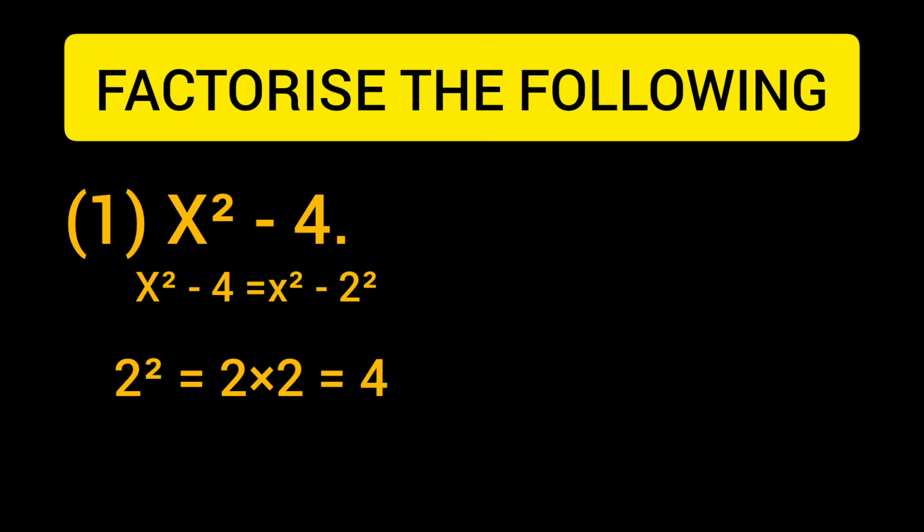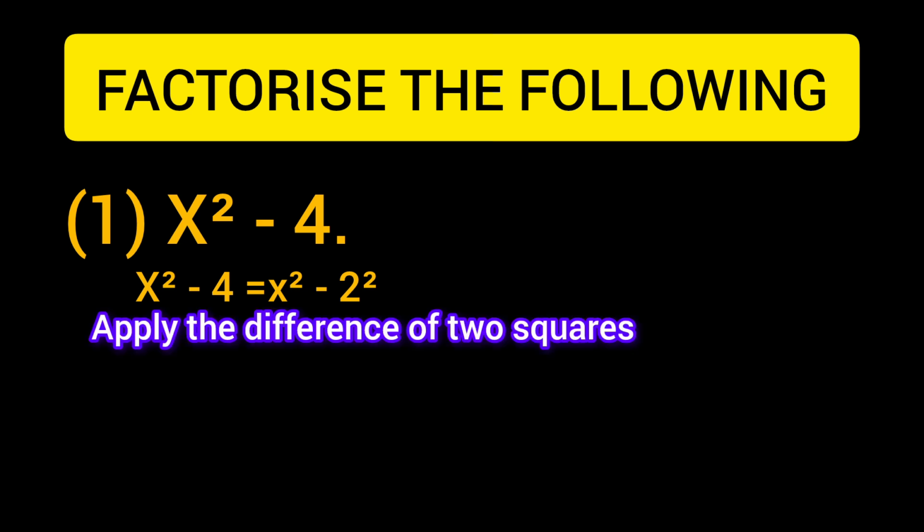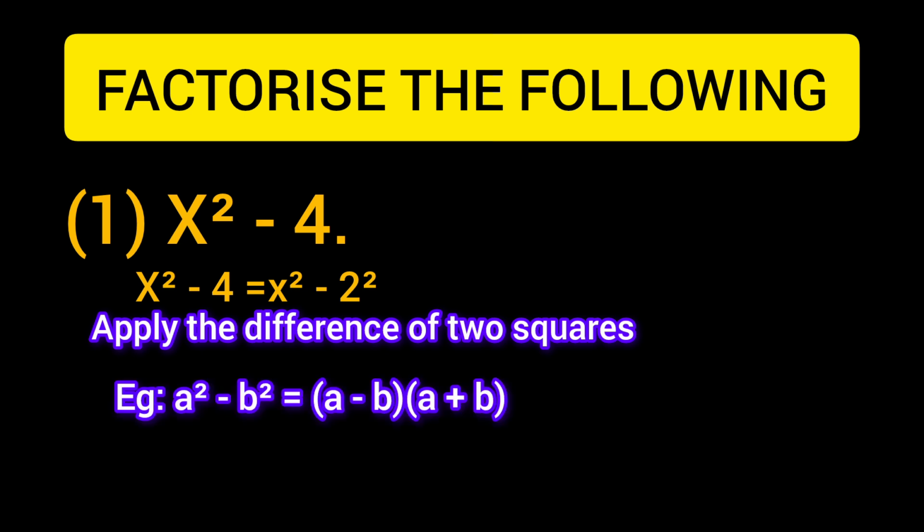From here we apply the difference of two squares, which says that when two numbers have the same square and there is a negative in between them, for example a squared minus b squared, both of them are carrying a square and there is a minus in between them. All we need to do, we pick what? a minus b, you open bracket and pick a plus b.